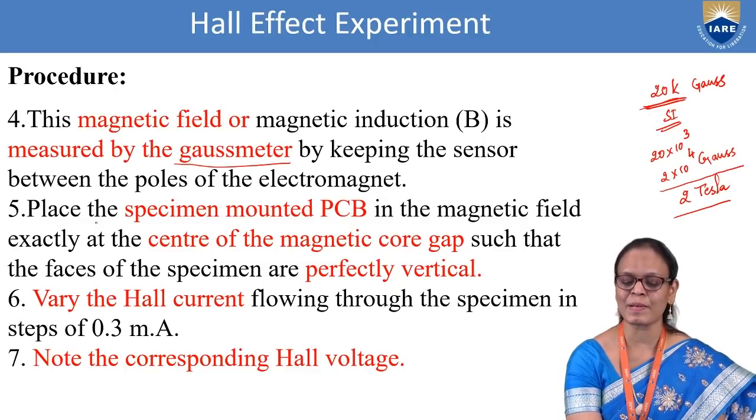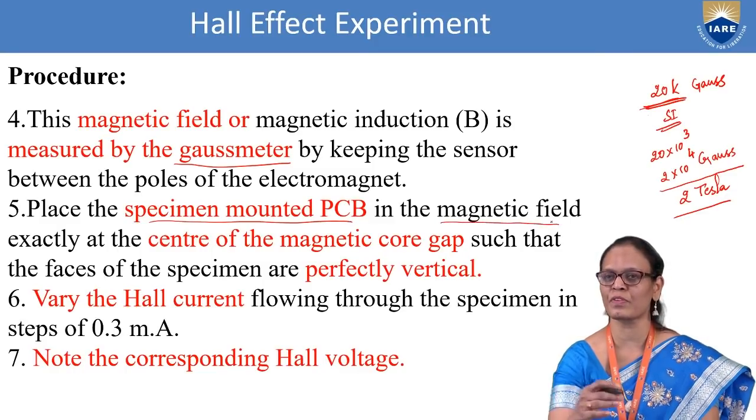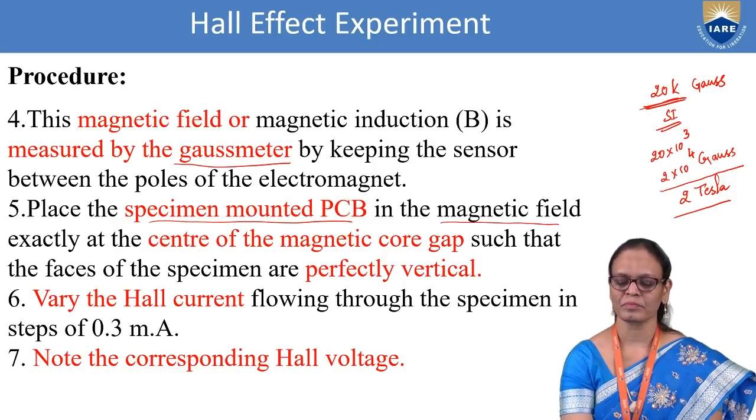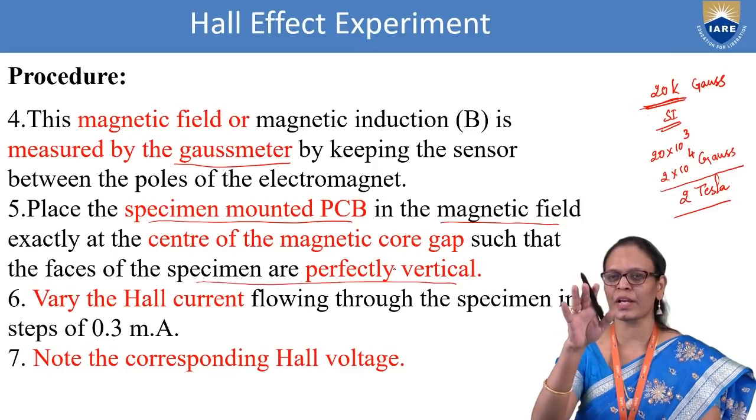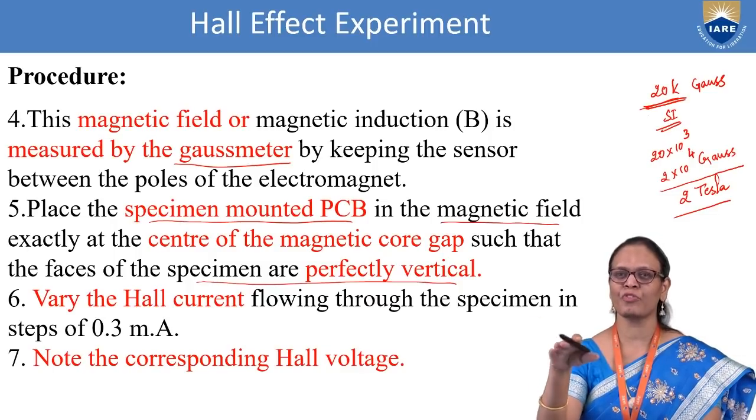Now place the specimen which is mounted on the PCB in the magnetic field. This magnetic field which is produced, we now keep the specimen such that the faces of the specimen are perfectly vertical. You cannot keep it slant. It has to be perfectly vertical and perpendicular to the field.